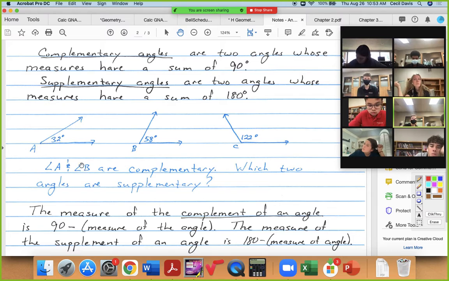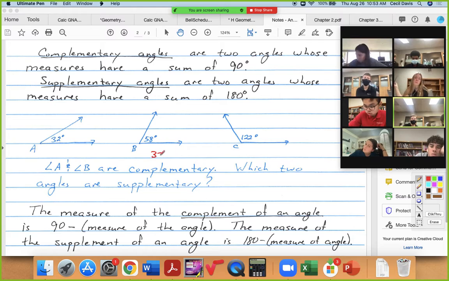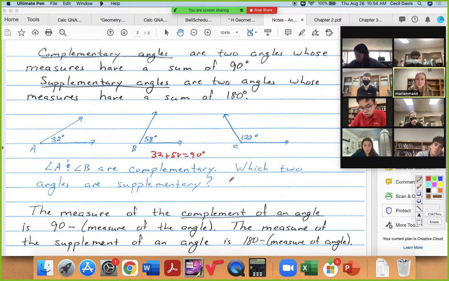So here, in this diagram, A and B are complementary. Why? Because 32 plus 58 is 90. Which two of the angles are supplementary? Is 32 plus 122 180? Try again. B and C, yeah. B and C are supplementary because 58 plus 122 is 180.